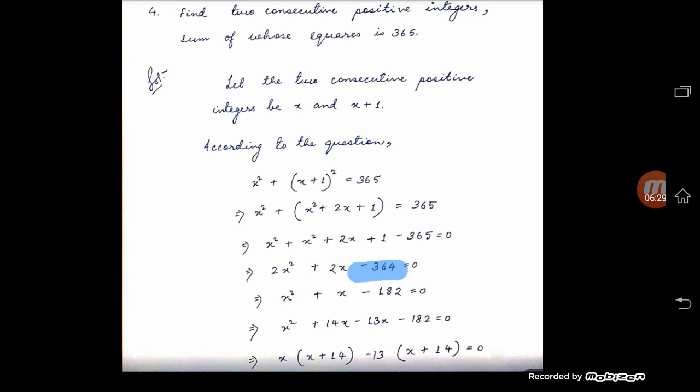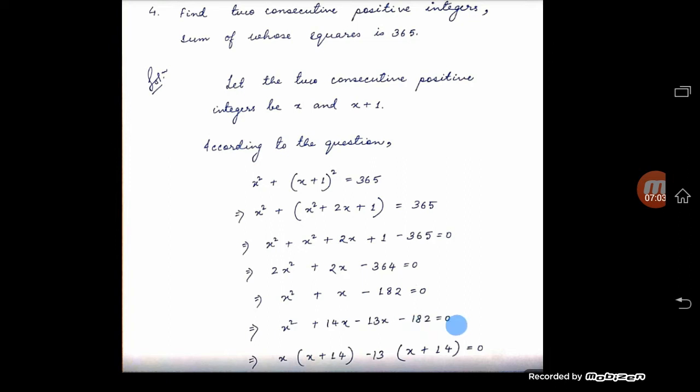Now we divide this entire equation by 2. So twice x square divided by 2 will be x square. Twice x divided by 2 will be x. Minus 364 divided by 2 will be minus 182. So we are left with x square plus x minus 182 equal to 0. Now we express this middle term using the factors of 182, which is the constant term. We will be left with x square plus 14x minus 13x minus 182 equal to 0.